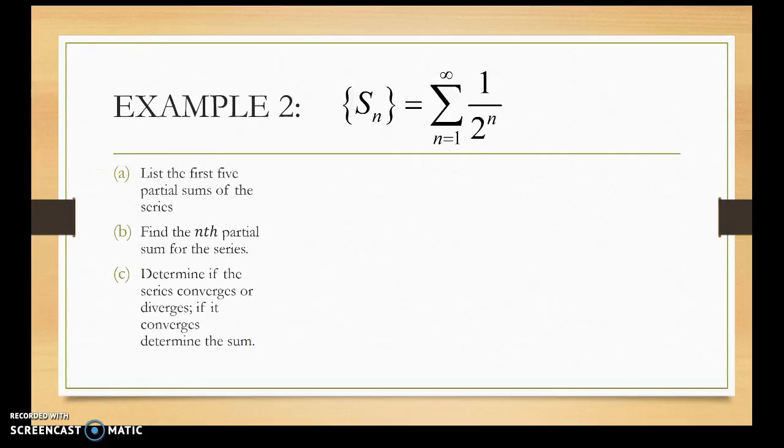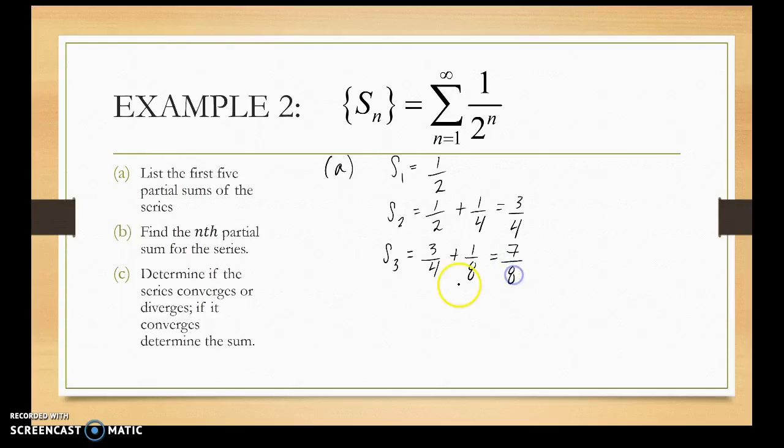Okay, now we're going to find the partial sums for the series. So part A, list the first 5 partial sums. So the first sum is just equal to the first term. Okay, S sub 2 would be S sub 1, which is really a sub 1, plus a sub 2. So the second partial sum would be 3/4. The third partial sum, I could take my second partial sum and just add to that the third term. Okay, because we're always just taking the previous answer. So that would be 7/8.